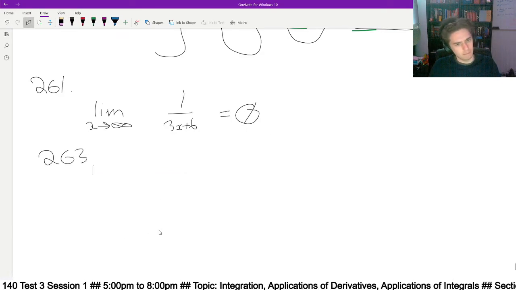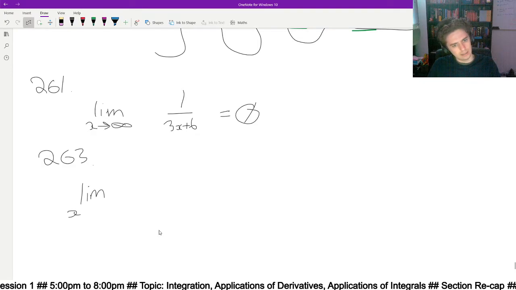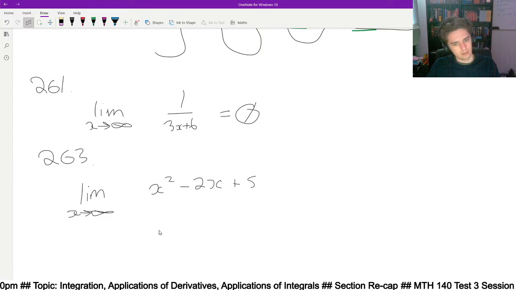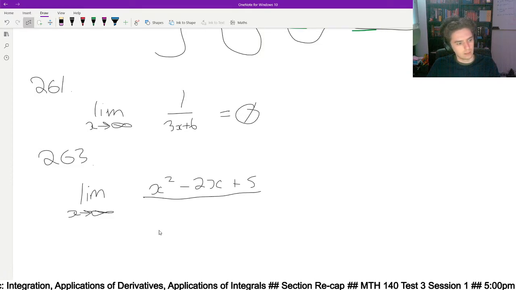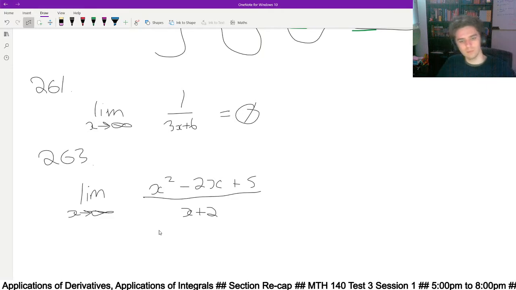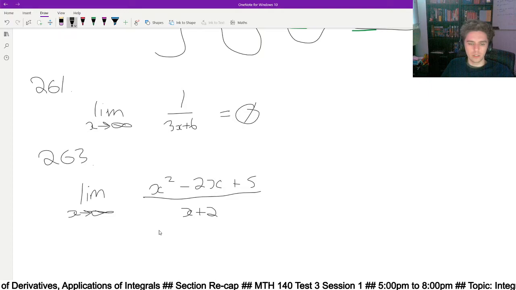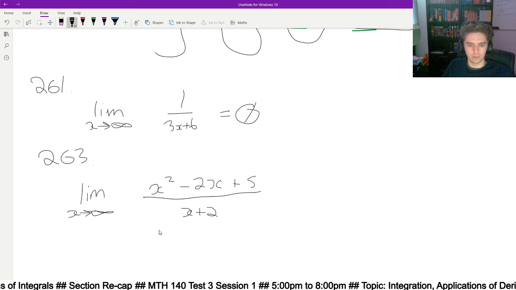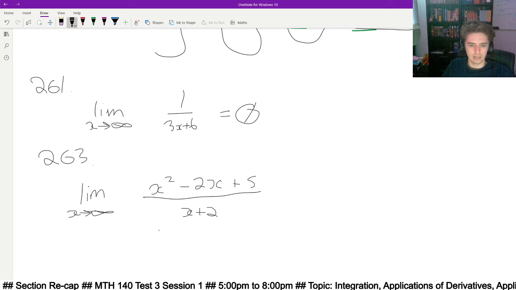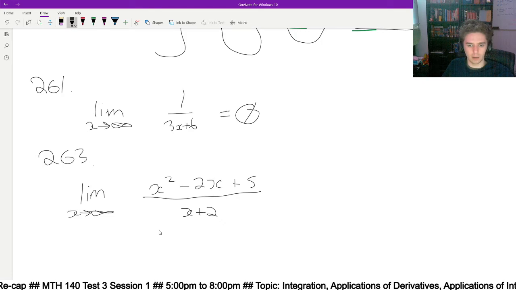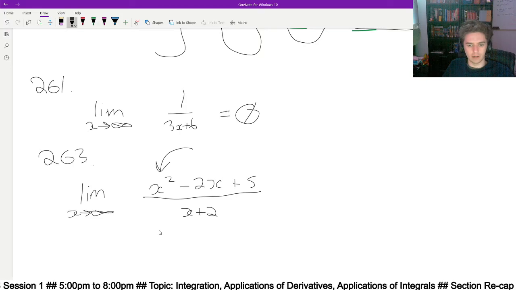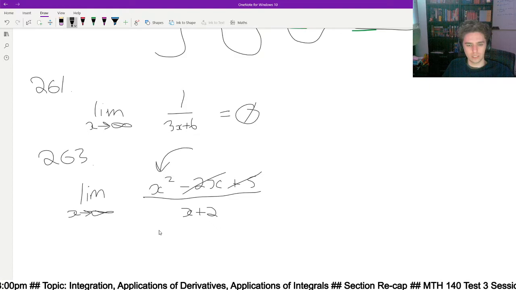This one is the limit as x goes to infinity of x squared minus 2x plus 5 over x plus 2. To solve this, we ask, what's the most important term here? We can't really cancel anything off the bottom, but as this goes to infinity, the x squared is going to get a lot bigger than the 2x, and especially bigger than the 5. The 5 never gets bigger, right? So these don't particularly matter.